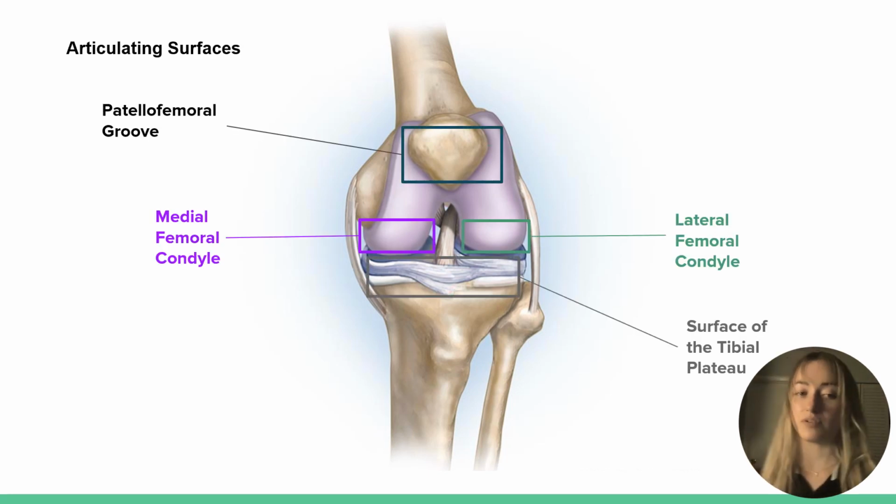At the very end of the femur there are two condyles, medially and laterally, which form a curved surface for the tibial plateau to attach to, and the patella sits at the patellofemoral groove.